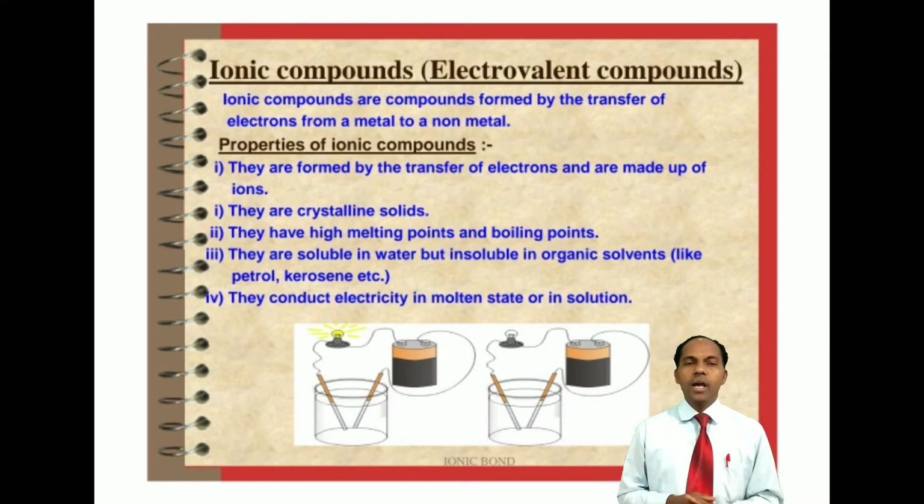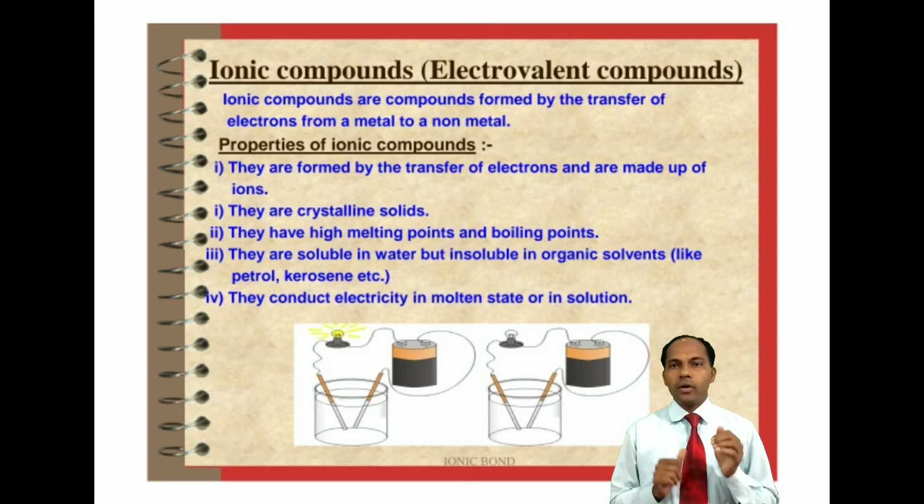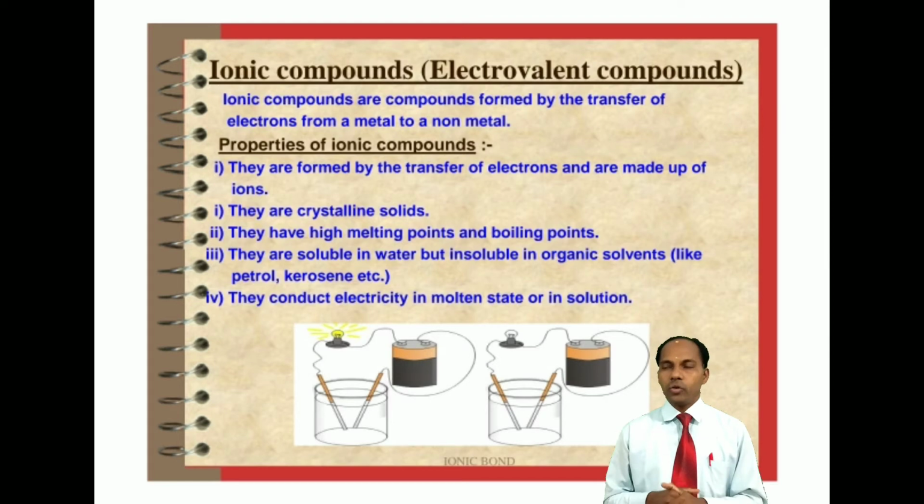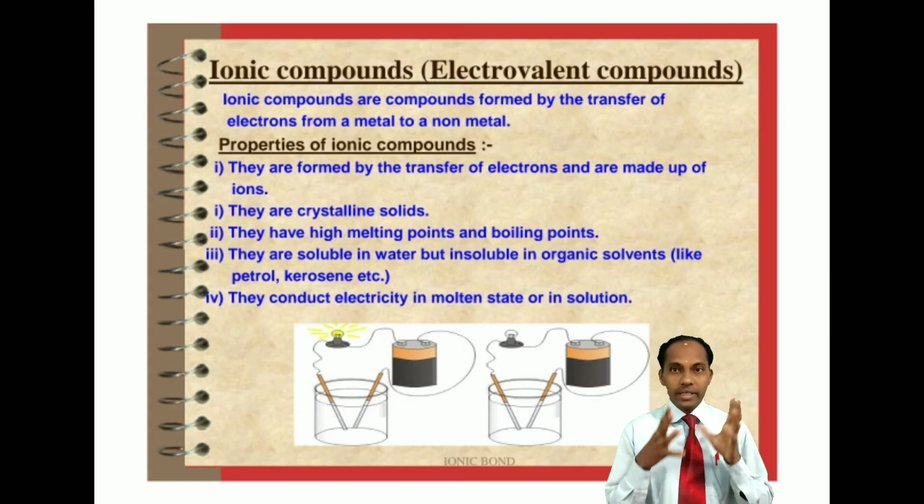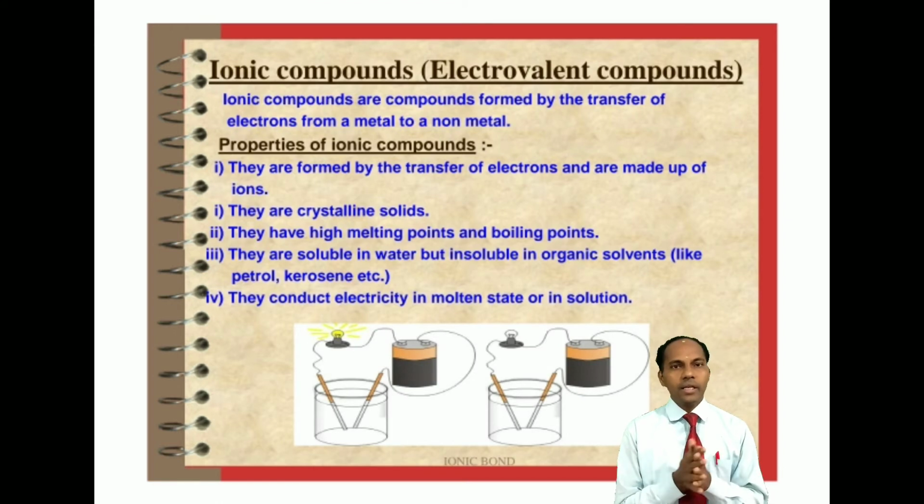And the next, ionic compounds conduct electricity in their molten state or in solution. But generally, ionic compounds are crystalline solids. In the solid state they do not conduct electricity, but their solutions conduct electricity. Now, after ionic compounds, we will go through corrosion.